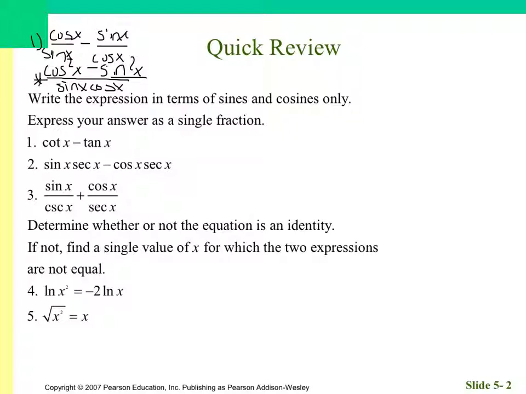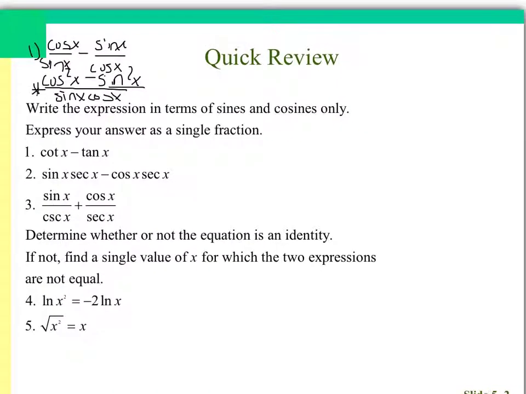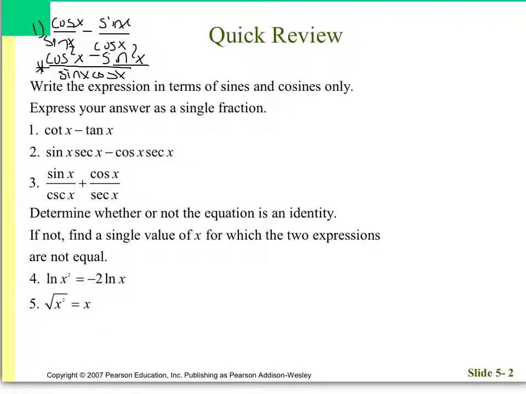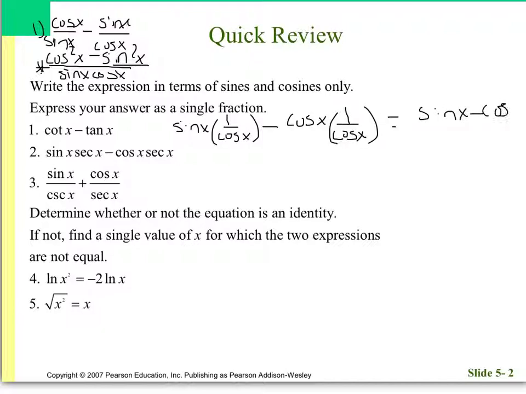So number 2 now, you have sine x times 1 over cosine x minus cosine x times 1 over cosine x. So they already have the same denominator there. So this would be sine x minus cosine x over cosine x.